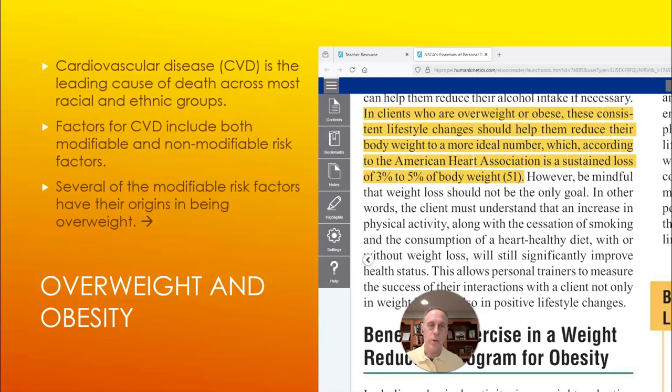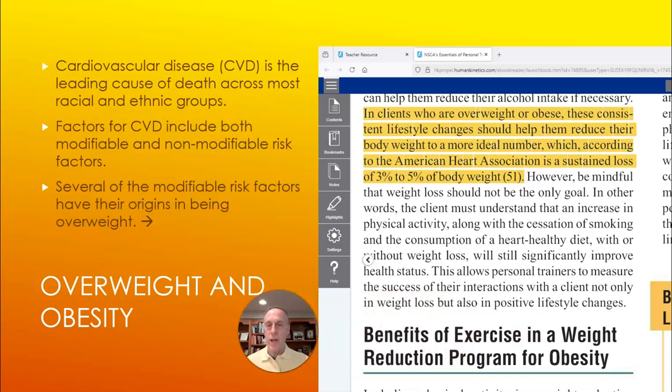Cardiovascular disease, they note here, is the leading cause of death across most racial and ethnic groups. It really doesn't pick any kind of specifics or favorites. And then beyond that, the factors for cardiovascular disease include things that are modifiable, things that we can do in terms of workout and fitness and nutrition, and things that are non-modifiable, things that we inherit, and it's just how we're made.